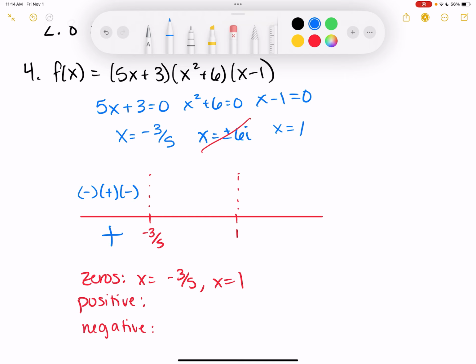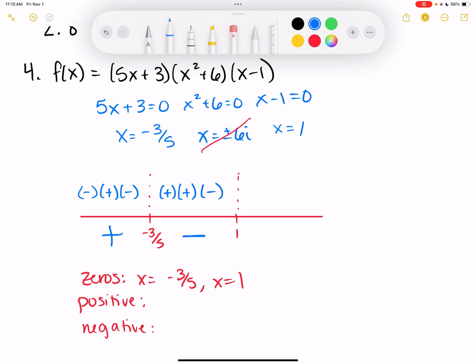What number can I pick in here? 0. So if I plug in 0, is this positive or negative? What about the next one? Positive. Last one. So when I multiply all that together, what is it? Negative.